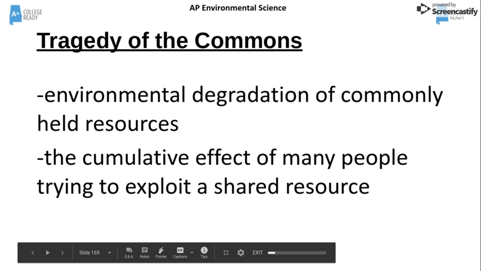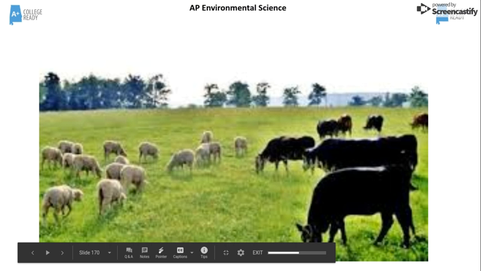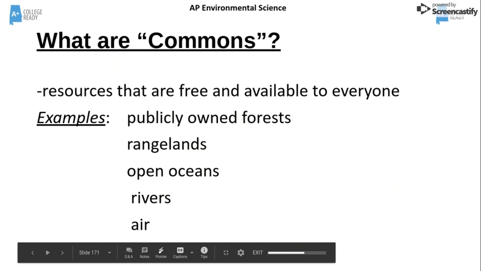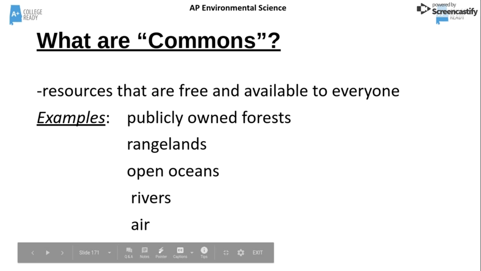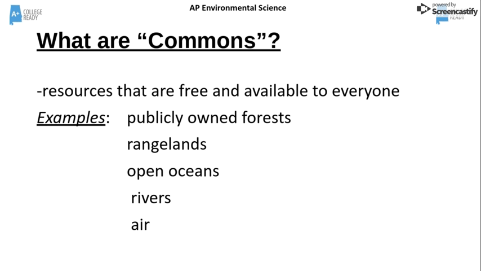Tragedy of the commons is the environmental degradation of commonly held resources. It is due to the cumulative effect of many people trying to exploit a shared resource. Commons are defined as resources that are free and available to everyone, such as publicly owned forests, rangelands, open oceans, rivers, and our air.